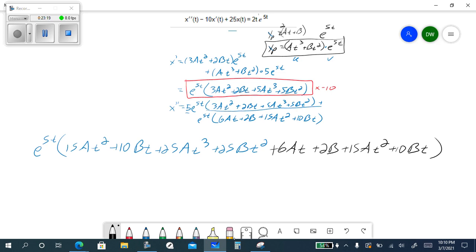So then we have that minus 10 times, so let's go ahead and distribute 10 times our first derivative, and it's a negative 10, so let's do negative 10 times the first one. So negative 10 times 3, that's going to make that negative 30a t squared. Negative 10 times that, so negative 20bt. Negative 10 times that, so negative 50a t cubed. Negative 10 times this, so minus 50b t squared.